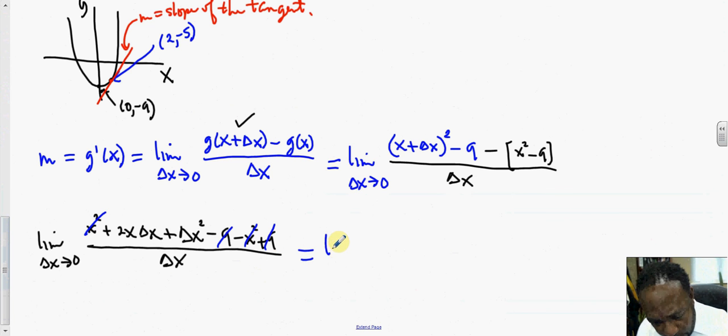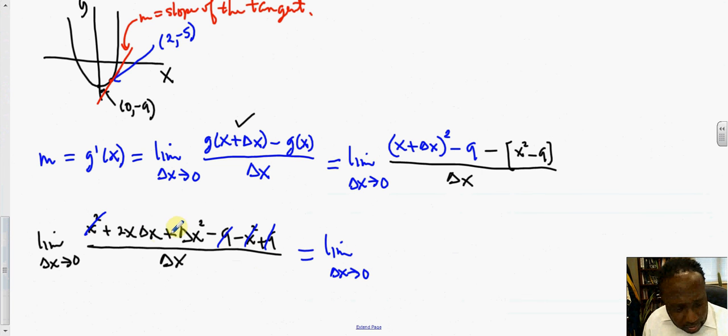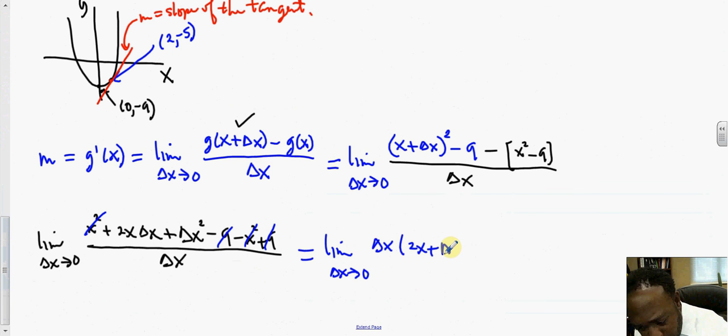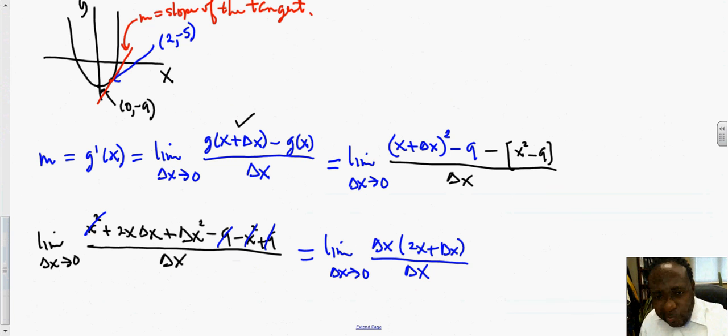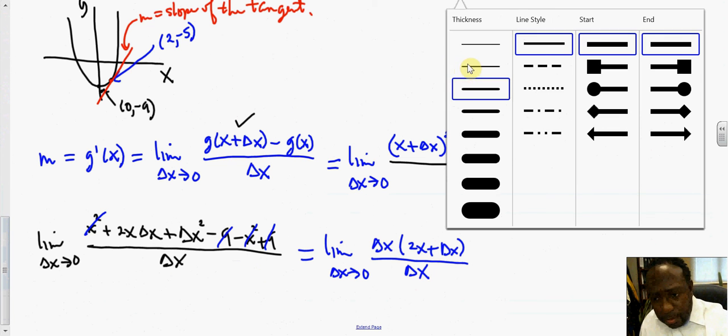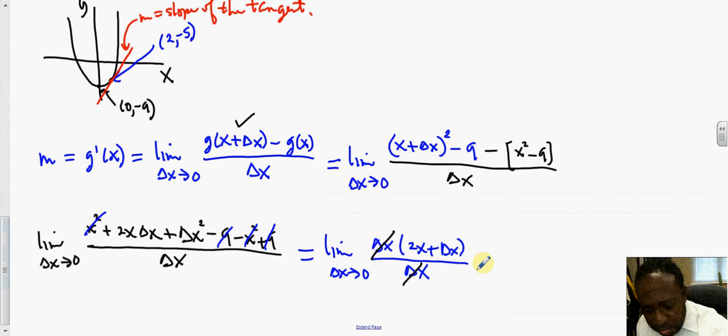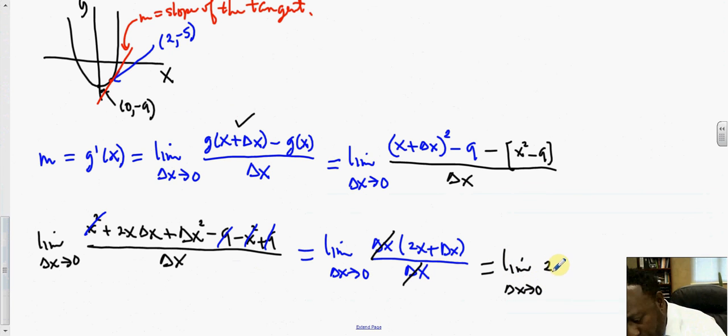So this leaves us with the limit as delta x goes to 0. Now the 2x delta x plus the delta x squared, let's go ahead and factor out a delta x. And so we have (2x plus delta x) divided by delta x. Delta x here cancels out. We have left the limit as delta x goes to 0 of 2x plus delta x.